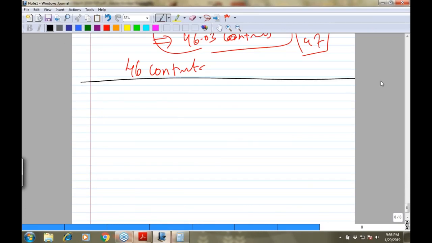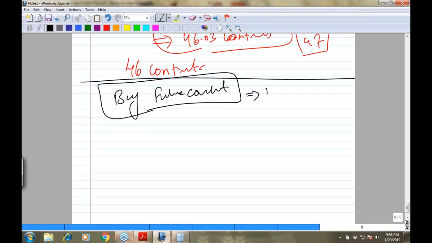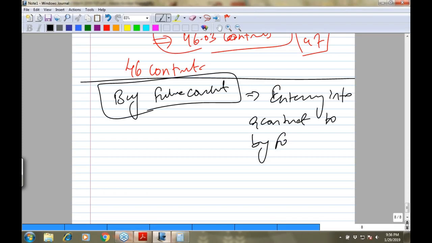Now, remember, as I mentioned, these currency futures, we would come to the interest rate futures also in the future period. So the currency futures, what they do is that when you actually buy a future contract, that means you're entering into a contract to buy currency. Now, which currency? Obviously, in this specific case, it's actually CHF. Why? Because the contracts are mentioned in CHF.